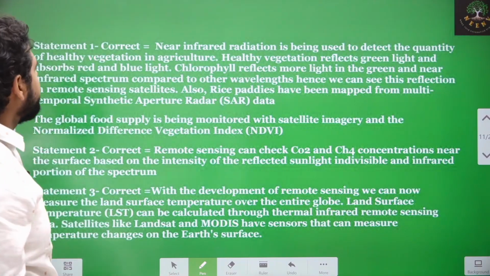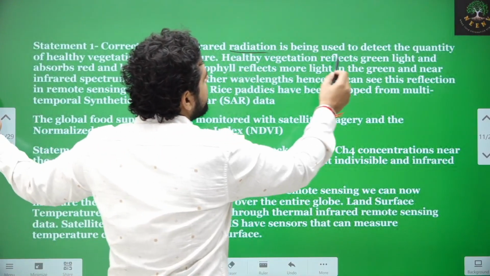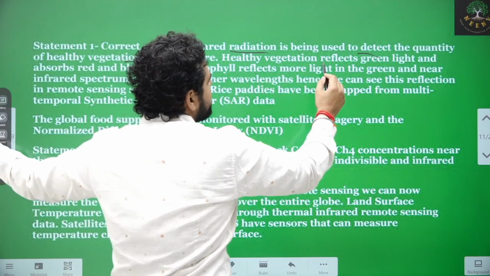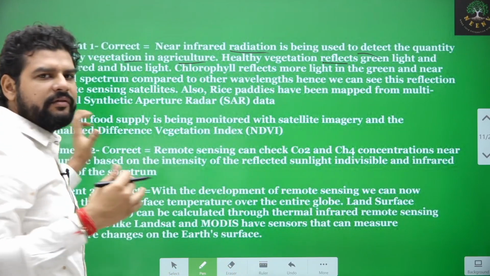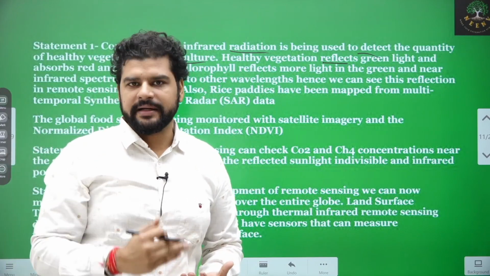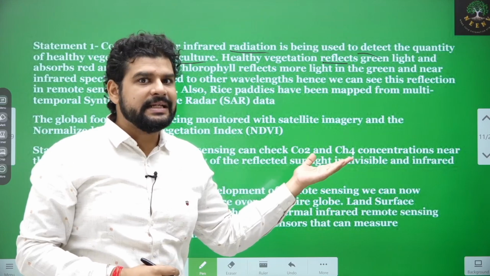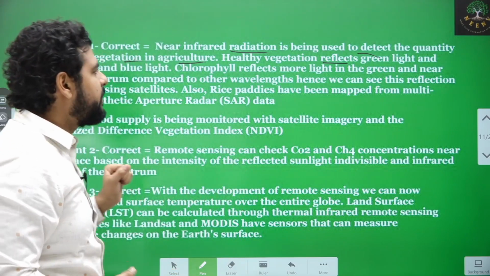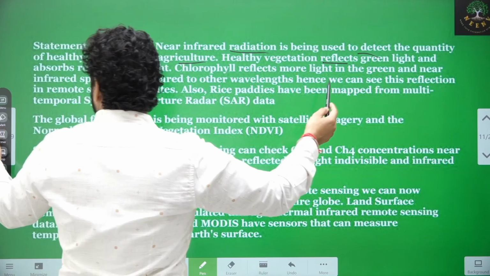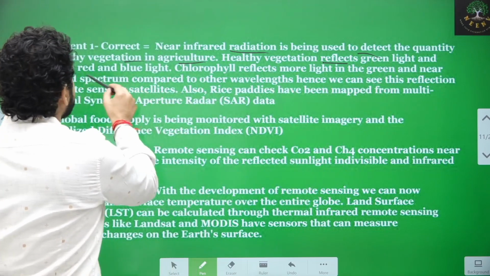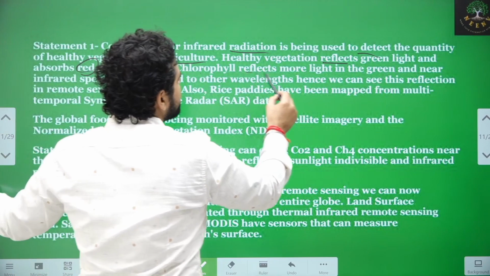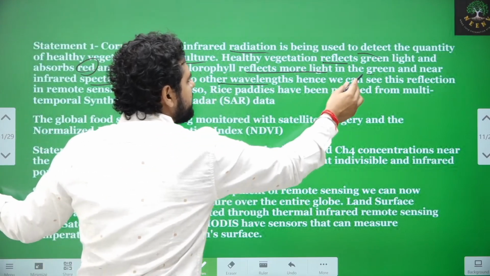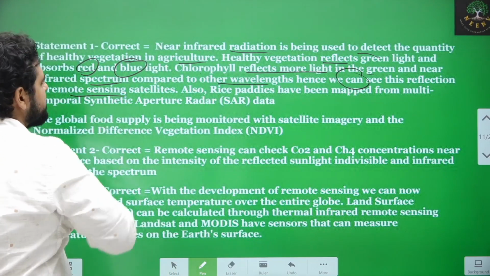Statement 1 is correct. Near infrared radiation is being used to detect the quantity of healthy vegetation in agriculture. Healthy vegetation reflects green light. Like I said, whenever we see something, it is reflecting light. So the board that you see right now, it's green in nature, so it is reflecting the green light and it is absorbing everything else. So healthy vegetation reflects green light and absorbs red and blue light. Chlorophyll reflects more light in the green and near infrared spectrum compared to other wavelengths. Hence, we can see this reflection in remote sensing.